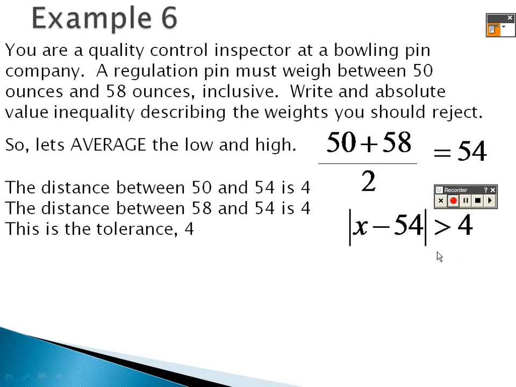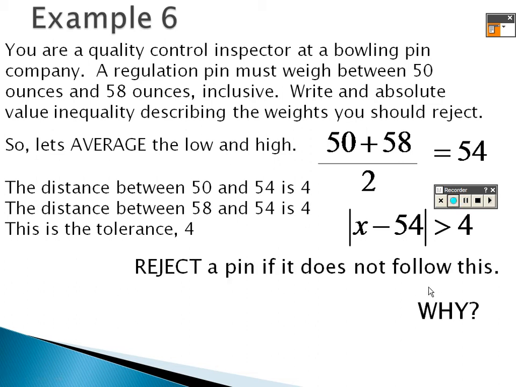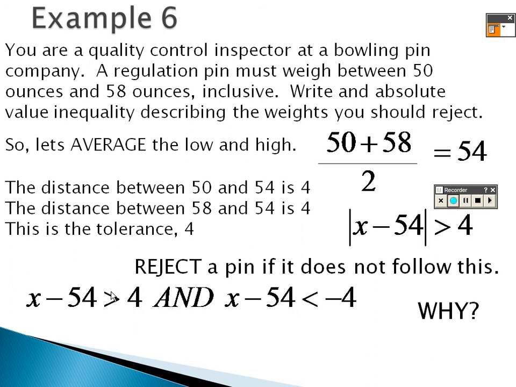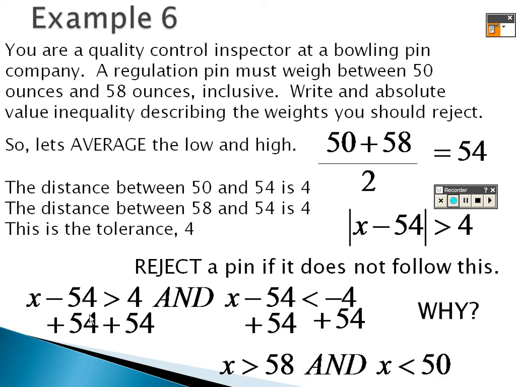So what it means is whatever that pin is minus the average, it has to be greater than 4 or less than negative 4 for you to reject it. So these are the two cases. So what that means is I add 54 to both sides. So if a pin is greater than 58, it rejects it, and if a pin is less than 50, it rejects it.